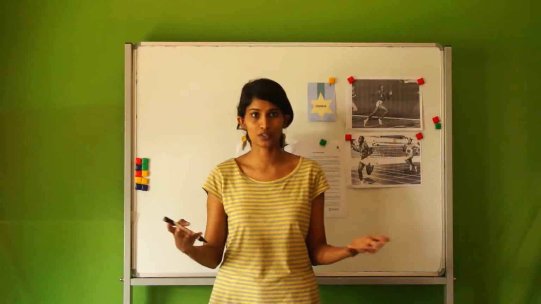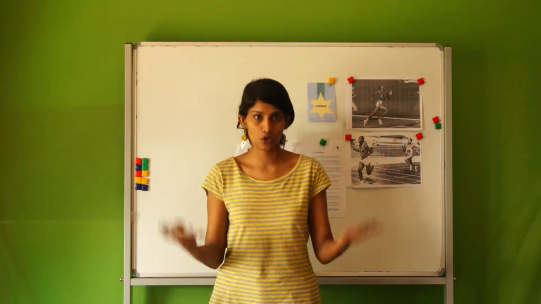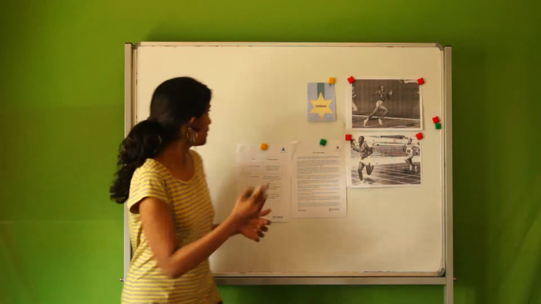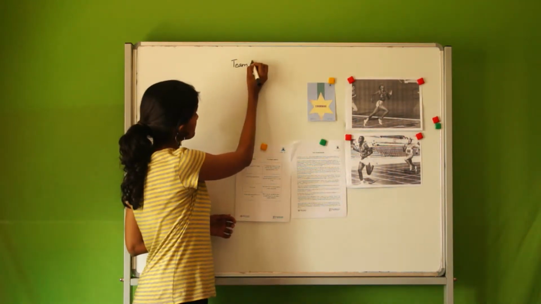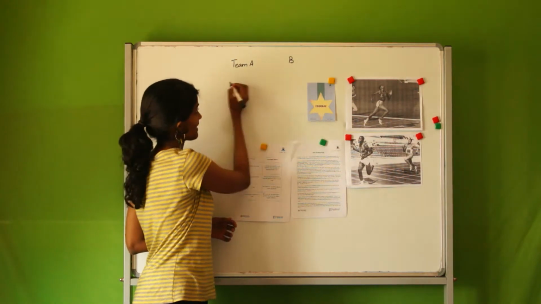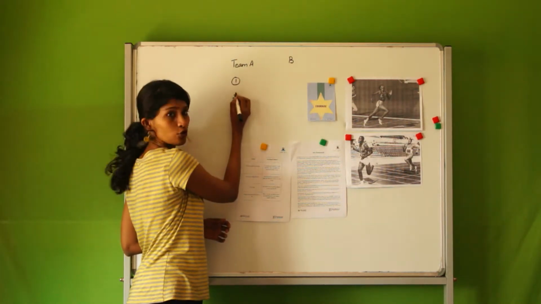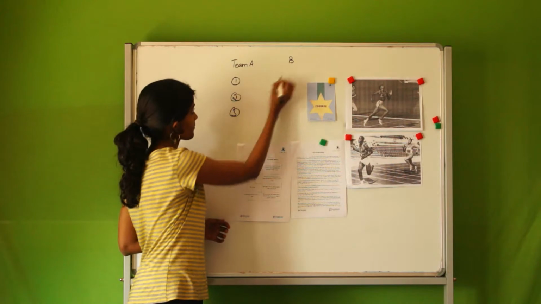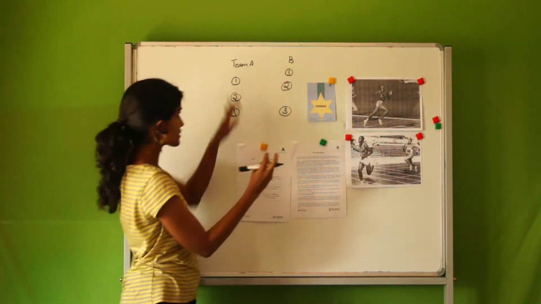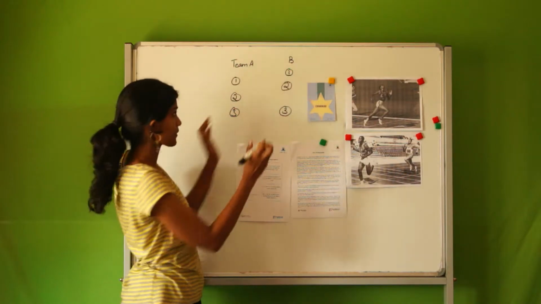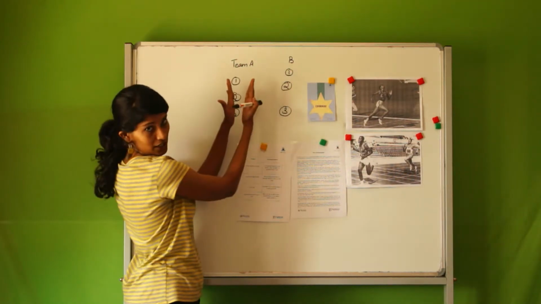So I'm going to tell you how the class is going to look when you do this activity. There's team A and there's team B, and there will be the first group, second group, third group, and again first group, second group, third group. So this is one story, this is the other story. They will be facing each other.